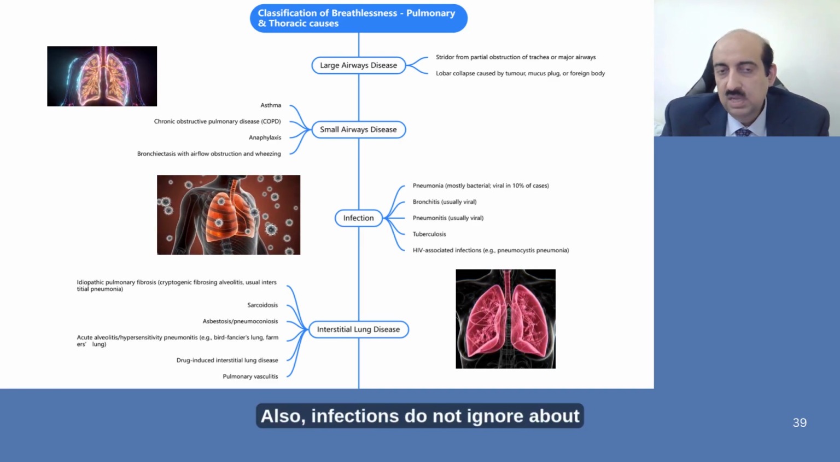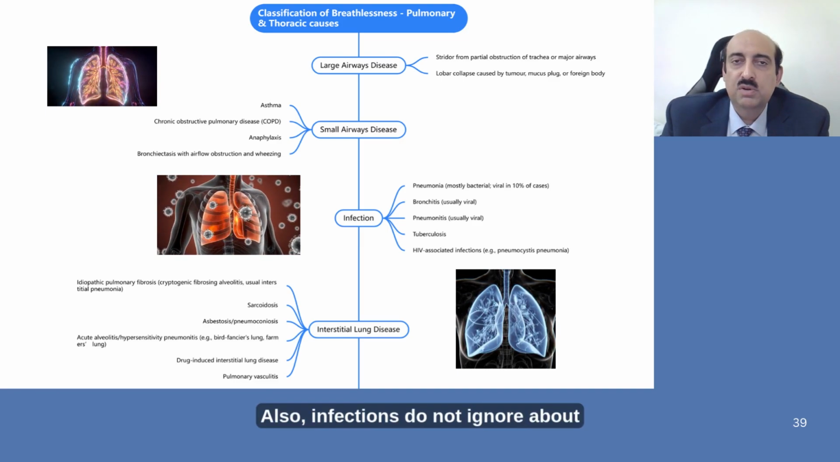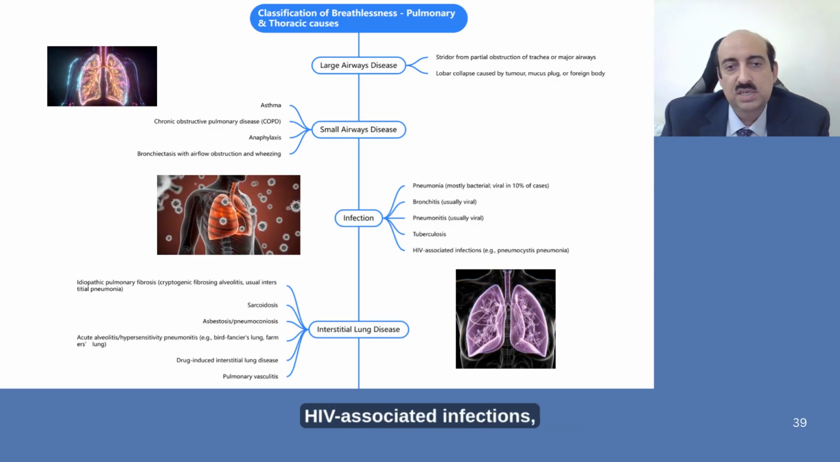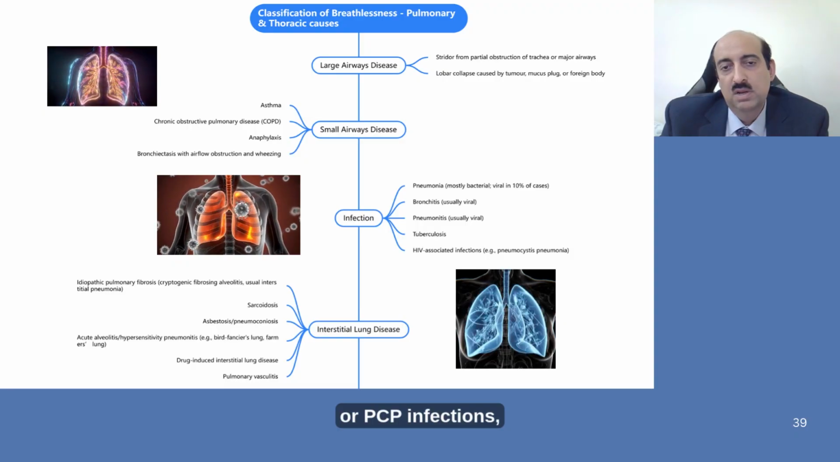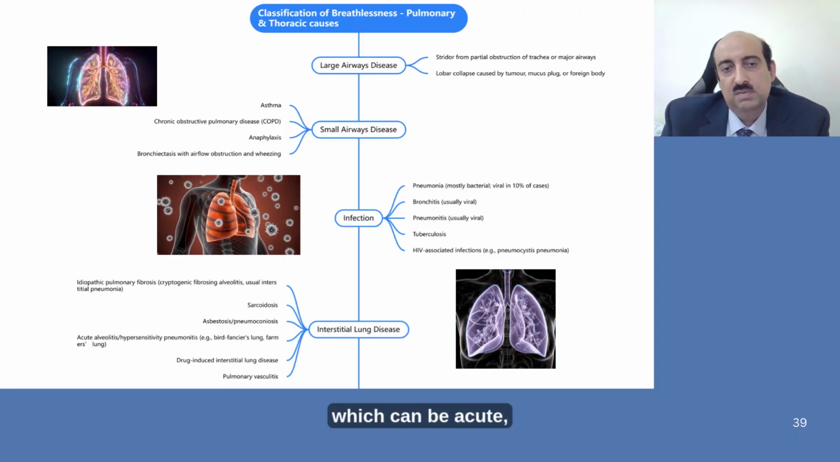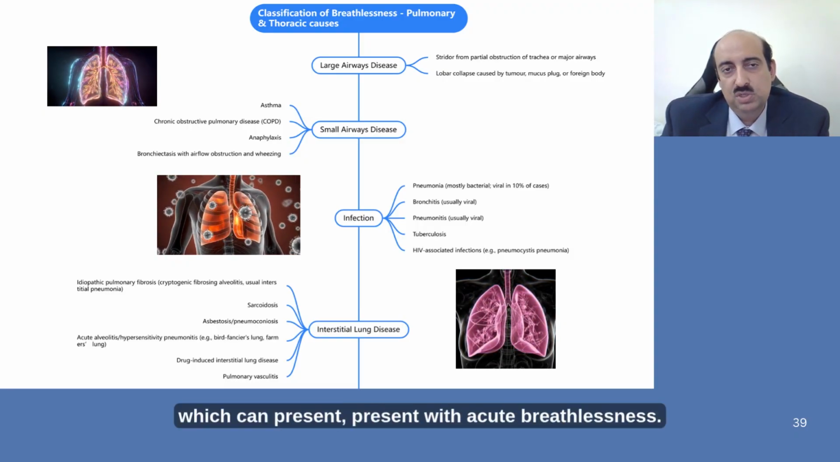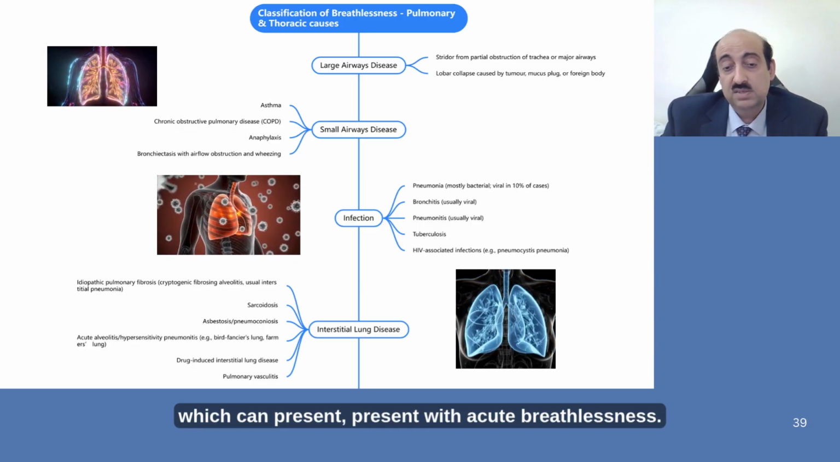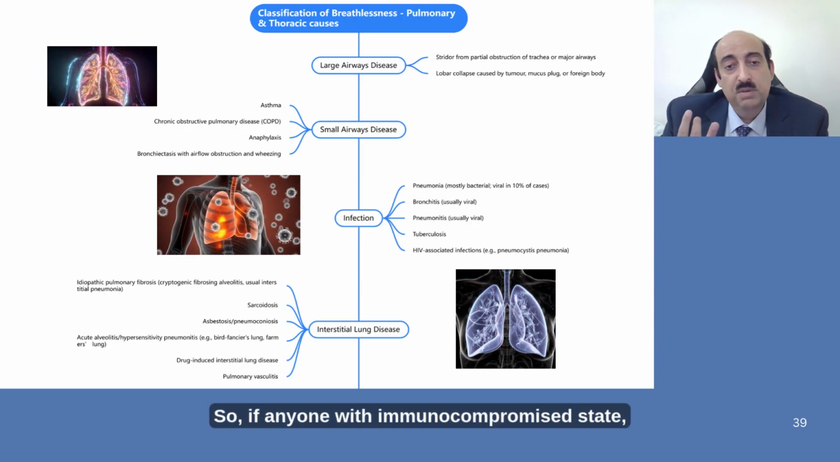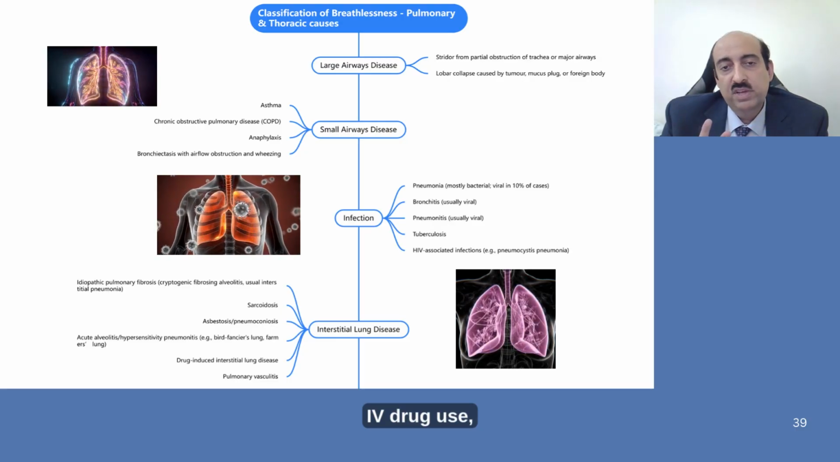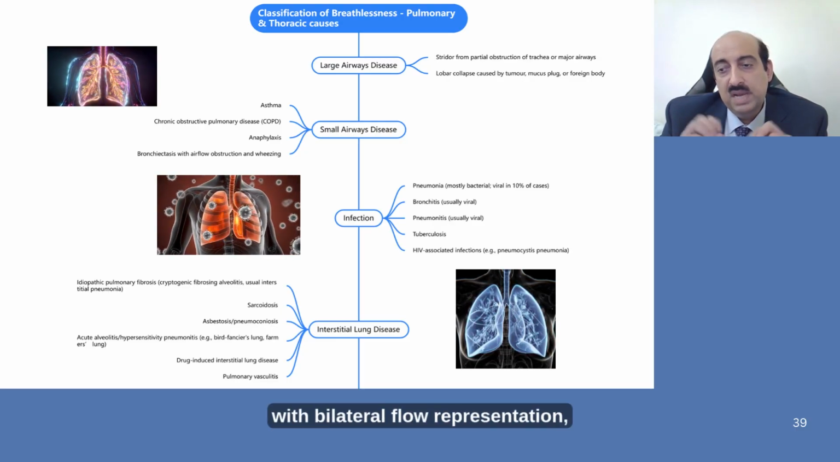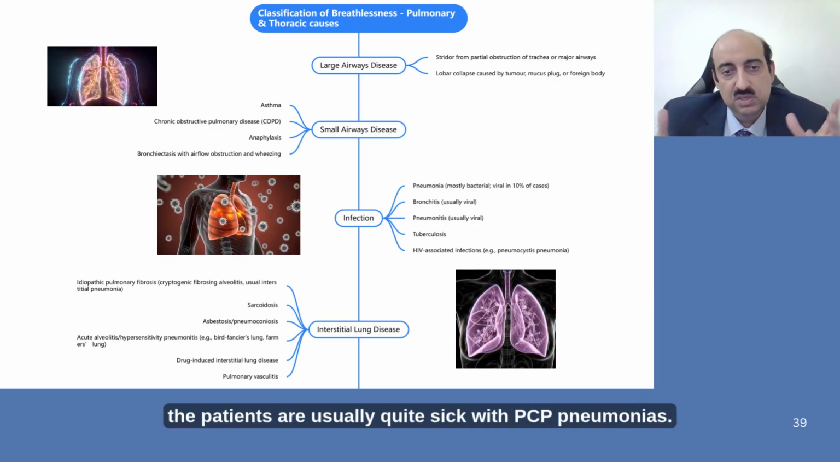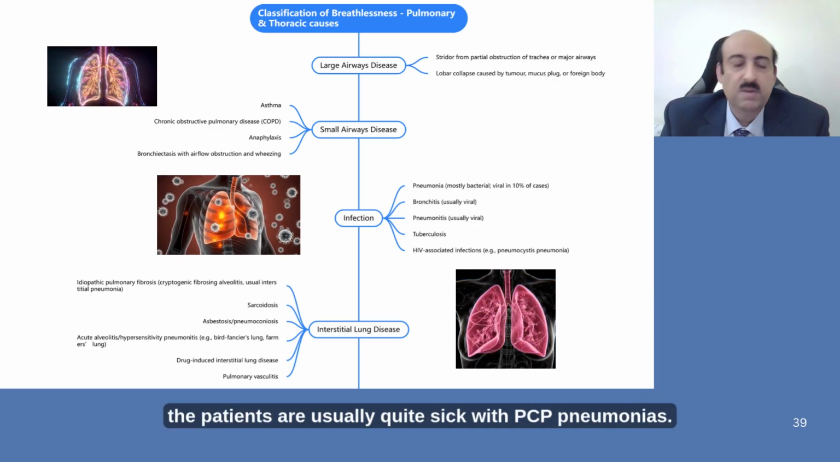Also in infections, do not ignore HIV-associated infections like pneumocystis pneumonia, or PCP infections, which can be acute and can present with acute breathlessness. So if anyone has an immunocompromised state, IV drug use, or any previous history of immunosuppression with bilateral florid presentation, the patients are usually quite sick with PCP pneumonias.